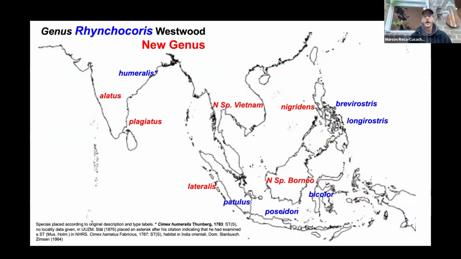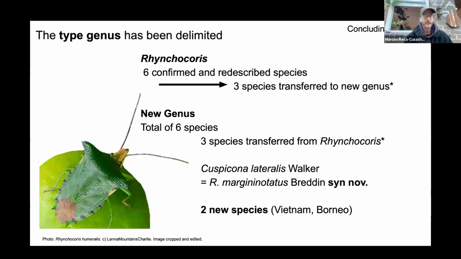Therefore, when we place these species on the map, we can see that both genera still follow this Oriental distribution, and they have a sympatric coexistence. So, as for the concluding remarks, the type genus has been delimited, or it's in the process of being delimited. Hopefully, it will come out pretty soon. And genus Rhynchocoris sensu stricto has 6 confirmed species, which will be redescribed.